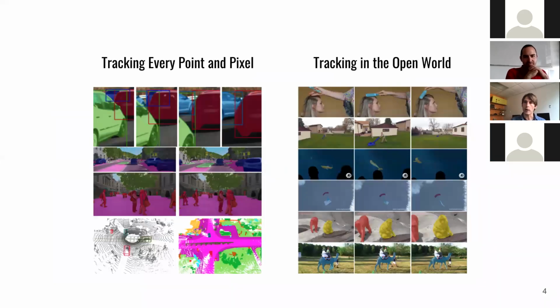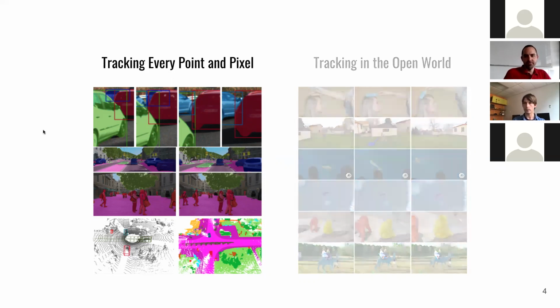Okay, so as I said, I'm going to cover two topics today. First, I'm going to talk about holistic dynamic scene understanding. Here I'm going to talk about tracking every pixel of the video or every 3D point that comes from a stream of sensory data. And then in the second part, I'm going to move on to object tracking in the open world, in which the set of object classes that you want to track will be unbounded. So first, I'm going to talk about tracking every point and pixel.